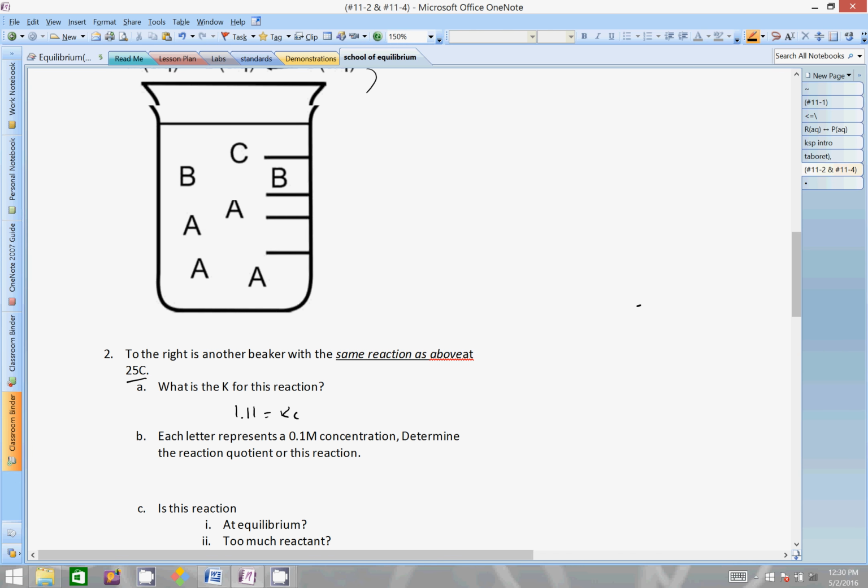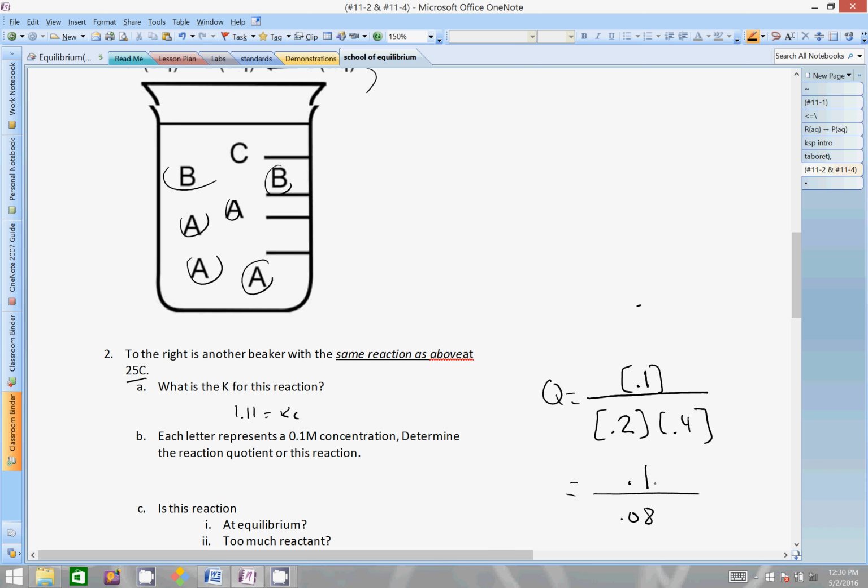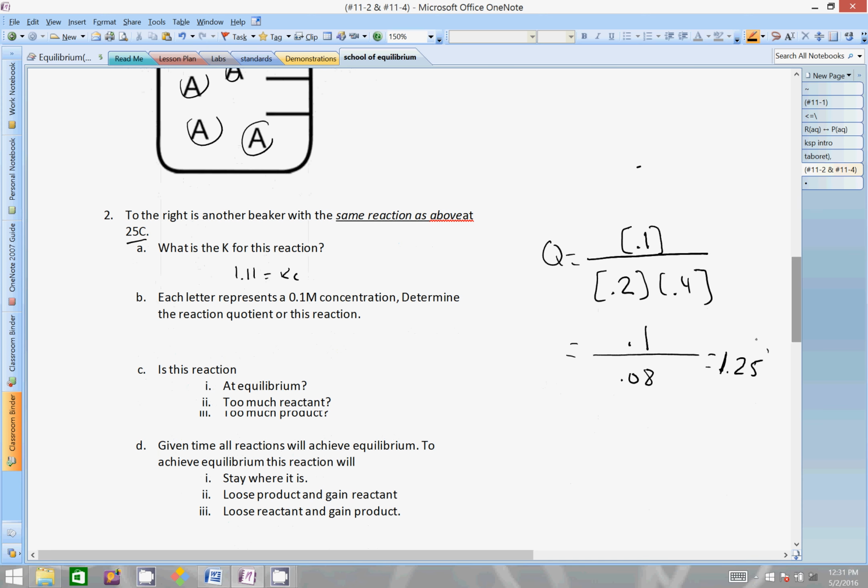Okay. Well, now I've added some things in here. My Q is the same expression. C is going to be 0.1. Then on the bottom I have two B's, which is 0.2 for B, and then 0.4 for A, because I have 4 A's, then 2 B's and a C. So I just use that to measure my concentration. Do the math. The bottom is 0.2 times 0.4, which is 0.08, and the top is 0.1. So 0.1 divided by 0.08 equals 1.25. To answer the question, to determine the reaction quotient, Q is 1.25.